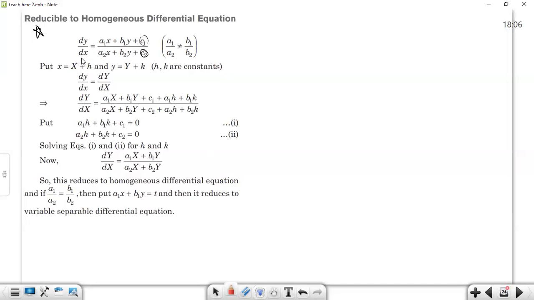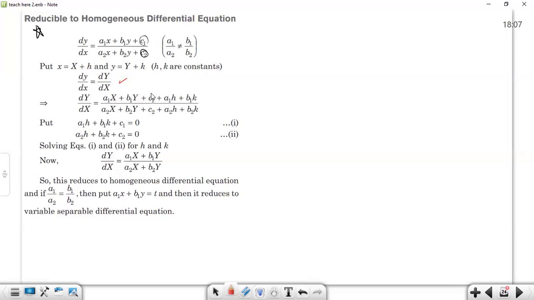How? For that, we are going to replace x with capital X plus h, and y with capital Y plus k, where h and k are constants. Then dy over dx becomes dY over dX, so it will be written in such a manner. After we substitute capital X plus h for x and capital Y plus k for y, we'll have this kind of equation.